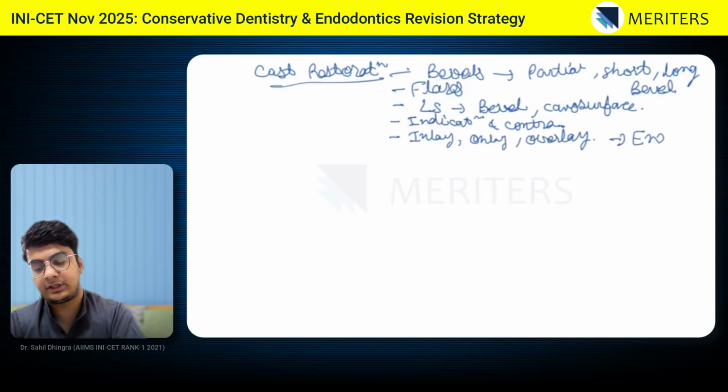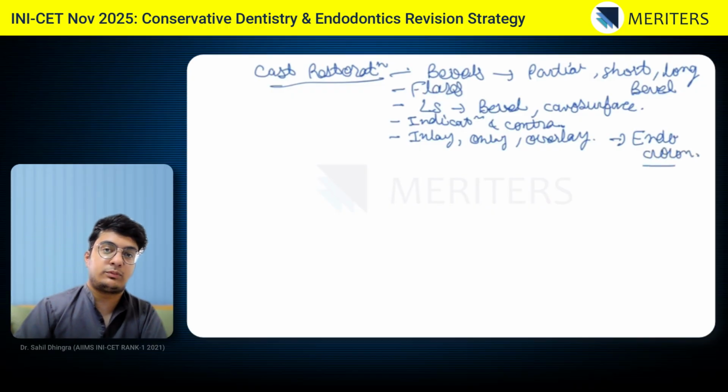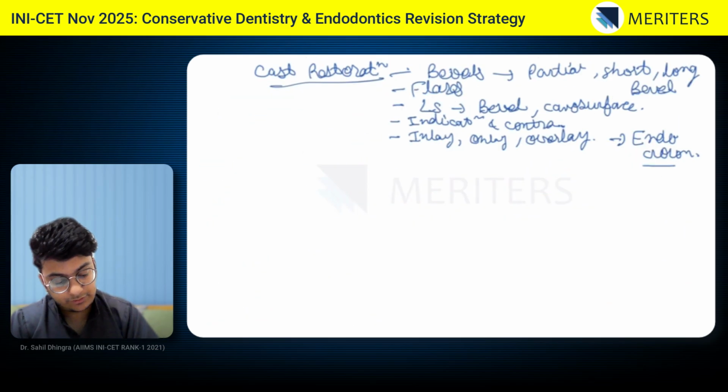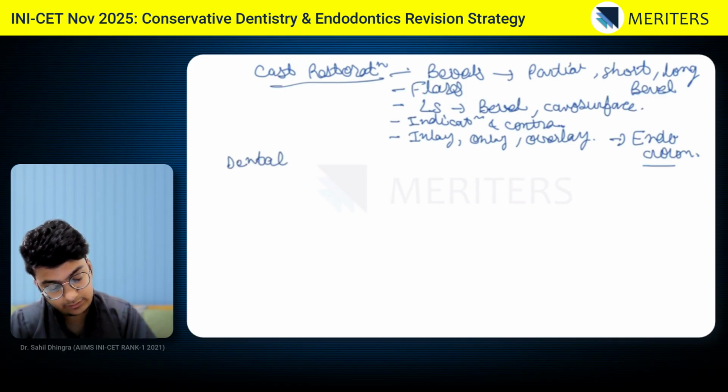A recent trend is there. They can ask what is an endo crown. In an endo crown, you take retention from the pulp chamber. These are broadly the main topics in your conservative dentistry. Then the last topic, which is very important in cons, is the dental cements.